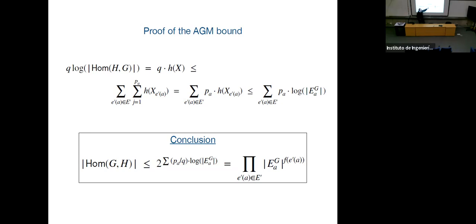In this edge. Is it homomorphism from H to G or G to H? H to G, sorry. Yeah. Times this, and this is the product of this value to the fractional edge cover. And that's it. So it's essentially Shearer's inequality, no? That's the proof. And that's all I wanted to present.